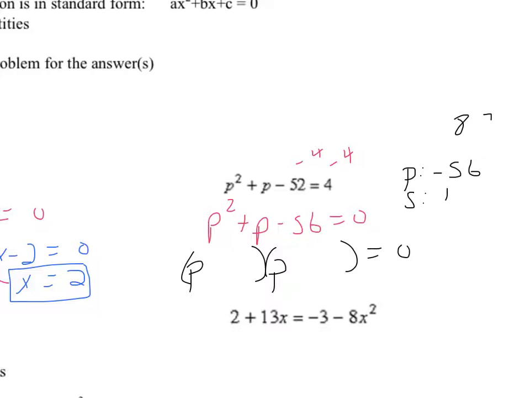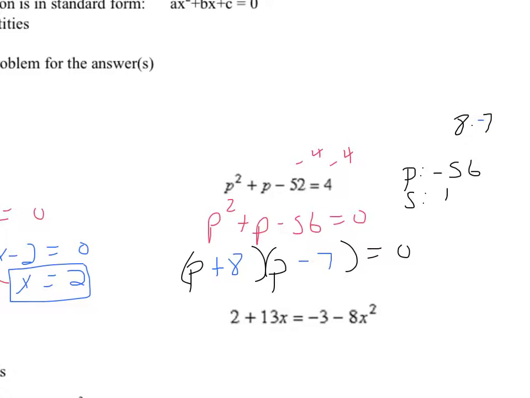8 and 7 have a product of 56, and I have to have a product of negative 56 though, so one of them has to be negative, and if I make the 7 negative, together you get positive 1. So a positive 8 and a negative 7.